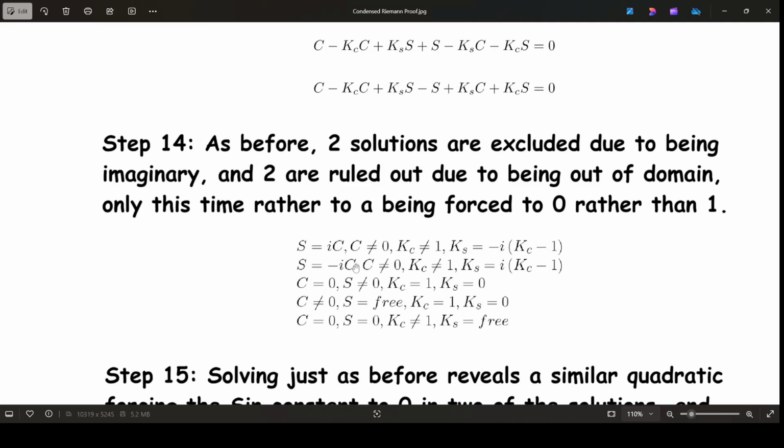Two are ruled out immediately because they're complex. And these other two are ruled out for the same reason as the other ones. The A ends up being out of range, or out of domain, technically, I should say, like I said. But in this case, you'll notice before it was 0 and 1/2. In this case, it's 0 and 1.